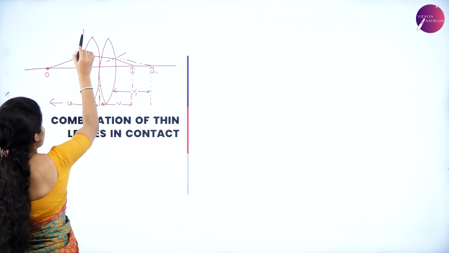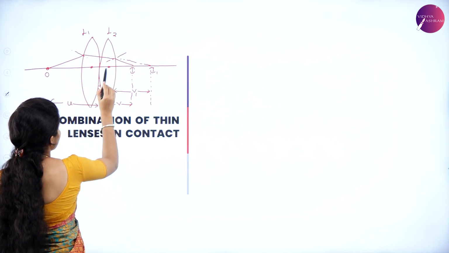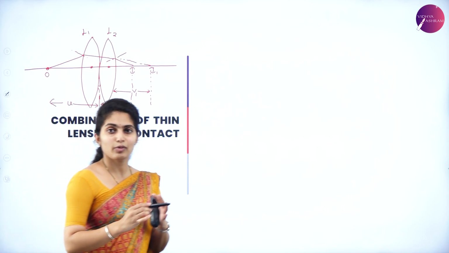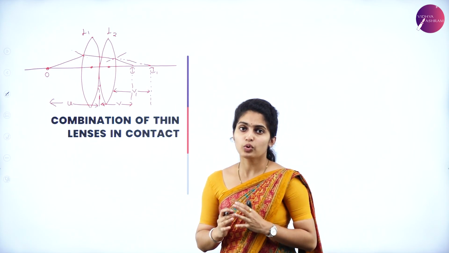Okay, so that is all about your setup. So this is called L1 and this is called L2. Both are having the optic center over here. That's all about this diagram. So having the same diagram, you will have to give the description for this as well.